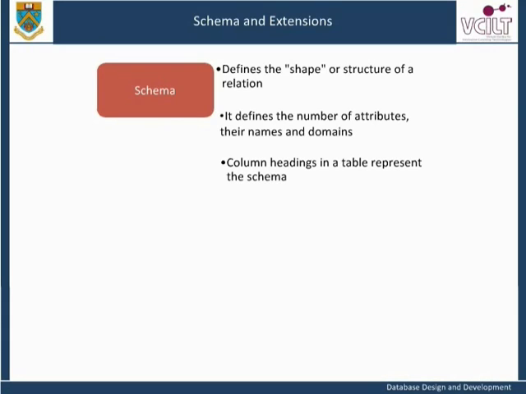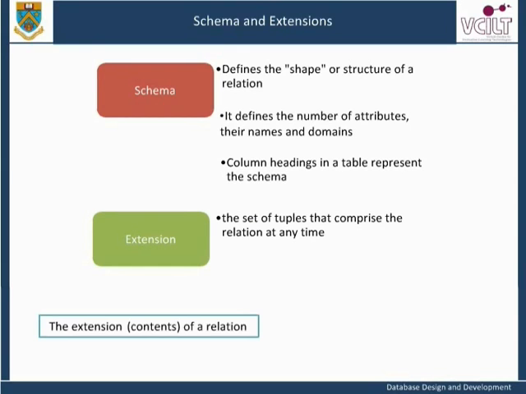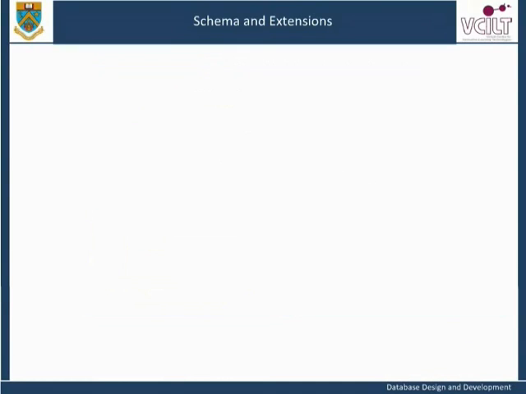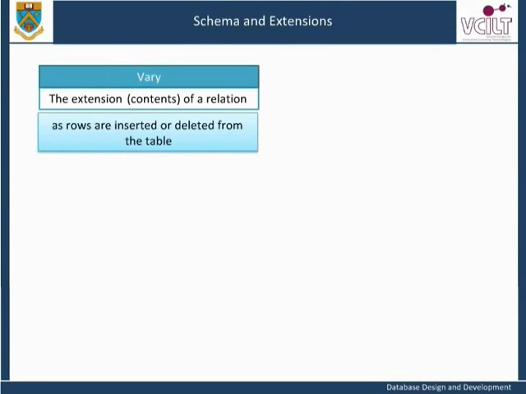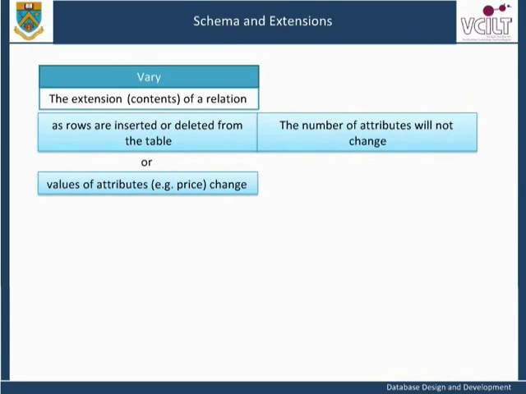Column headings in a table represent the schema. The extension is the set of tuples that comprise the relation at any time. The extension, contents, of a relation may vary, but the schema, structure, generally does not. Refer to the previous slide, the stationery table. The extension will vary as rows are inserted or deleted from the table, or values of attributes, for example price, change. The number of attributes will not change, as this is determined by the schema.